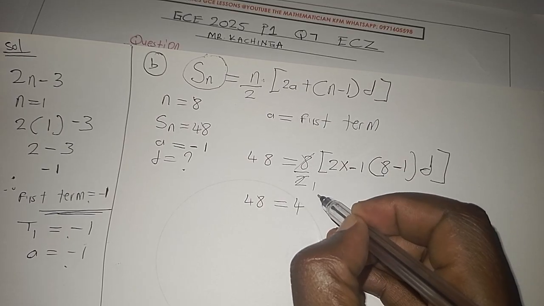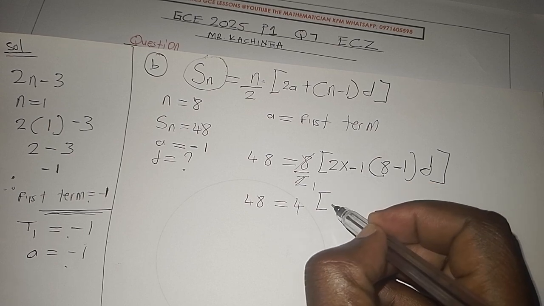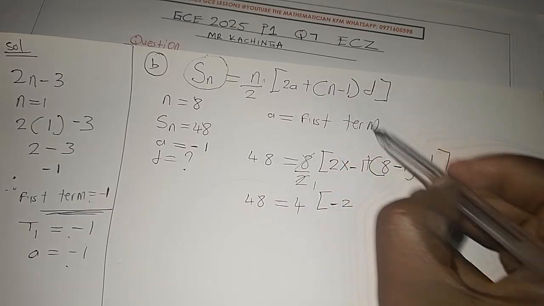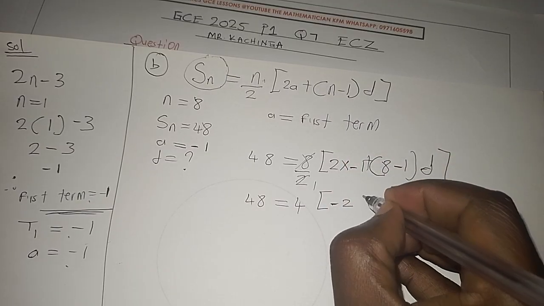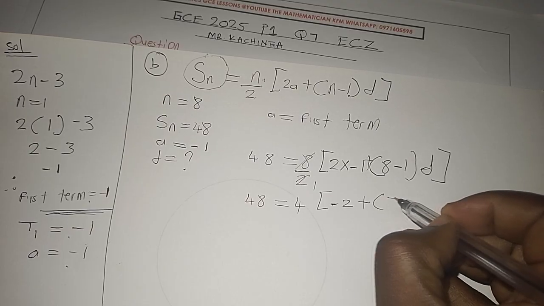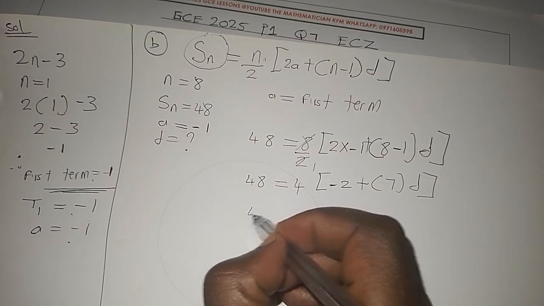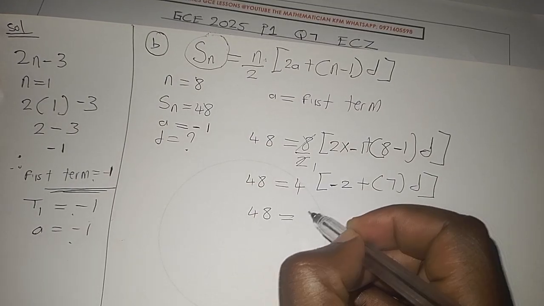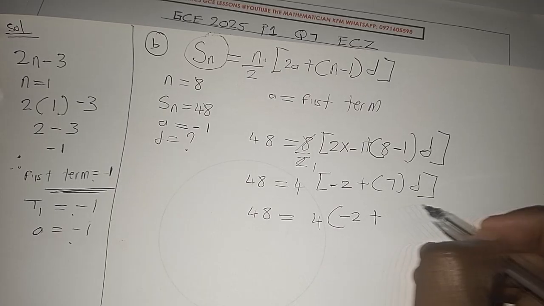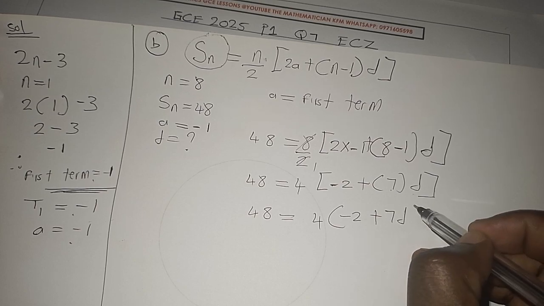Then from there, multiplied by 2 times -1. So that is what? -2. Here there should be a positive symbol, so positive will be maintained. Then 8 minus 1 is 7 times d, close the bracket. Then 48 will be maintained. Then 4 times -2, the way it is, positive the way it is. Then this 7 times d is 7d.